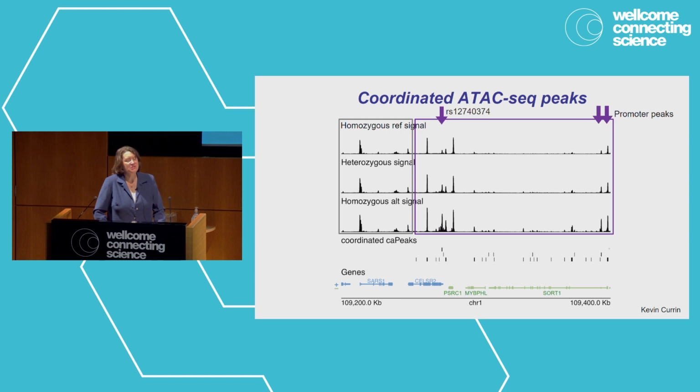These include 2 promoter peaks at SORT1. So when we observe more accessible chromatin at a variant-containing element, say the GWAS variant, and we see a coordinated effect with promoter chromatin accessibility, then we use that as one way to potentially link those peaks to their effects on given genes.